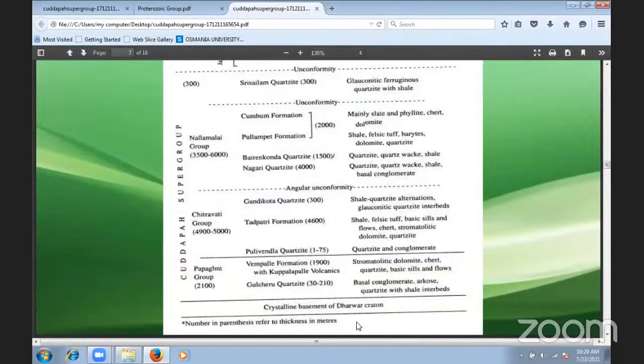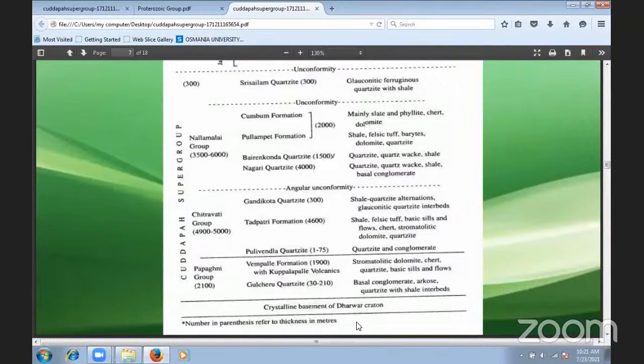When you come to the Tadipatri formation, it has the highest thickness overall in the stratigraphy, 4,600 meters, and the rocks we mainly observe here are shale, felsic tuffs, basic sills and flows, chert, stromatolitic dolomite, and quartzite. The main thing is that we will get some fossilization in the Papagni group and the Chitravati group also. In the Tadipatri formation, along the shales and felsic tuffs, and after completion of that formation, in the dolomite formation, we will get some fossilization. This belongs to the stromatolites.